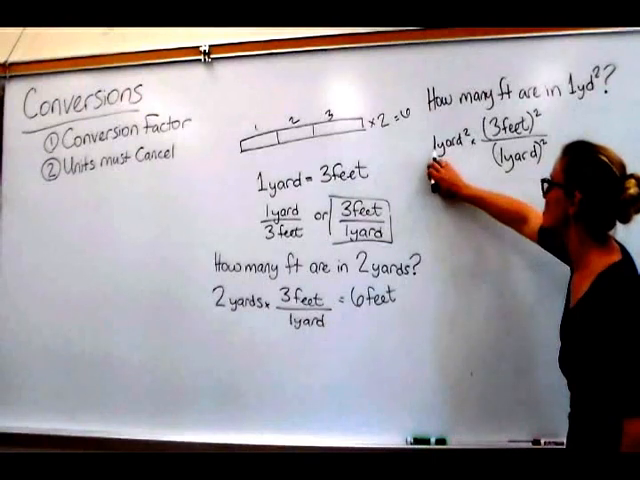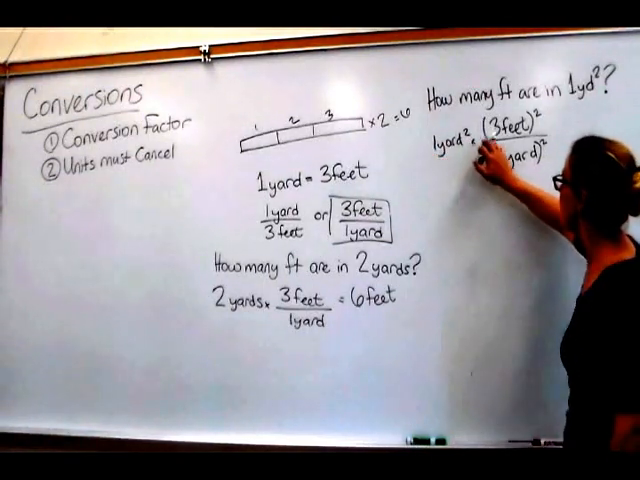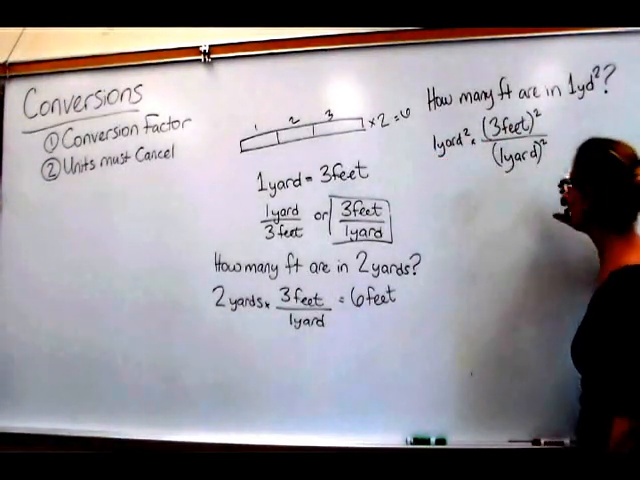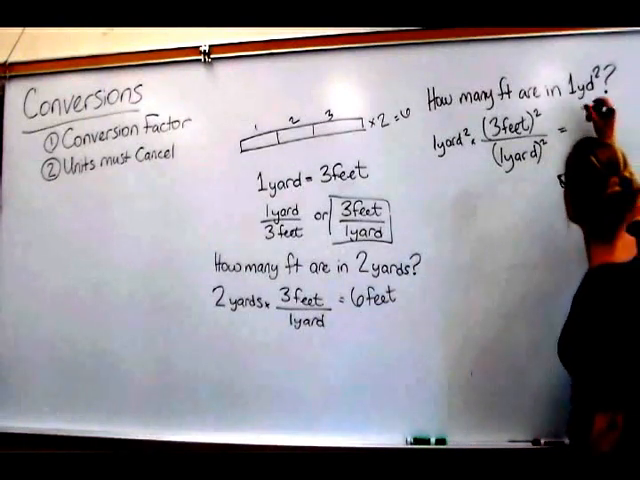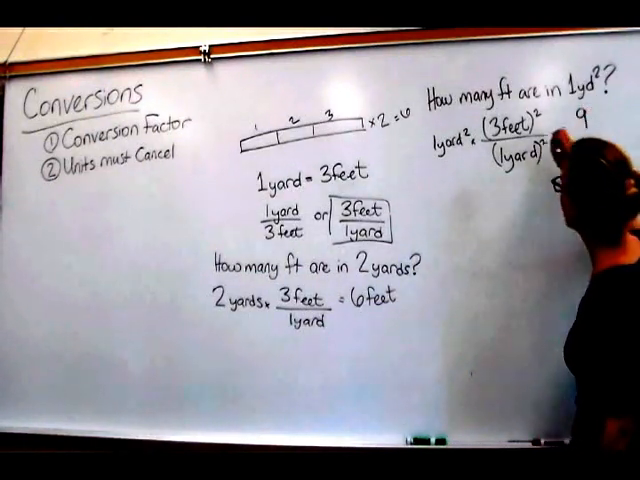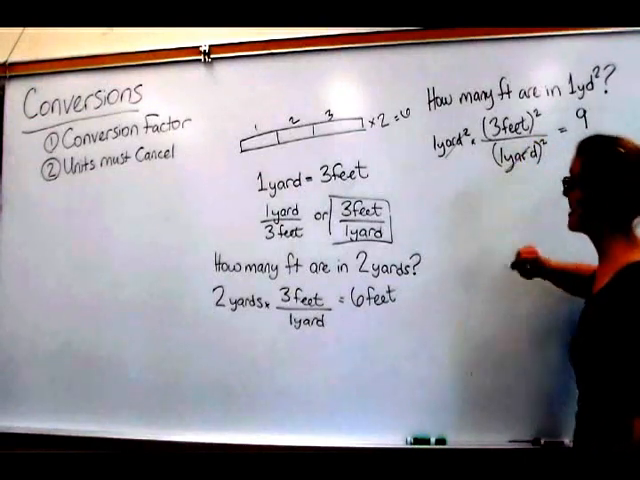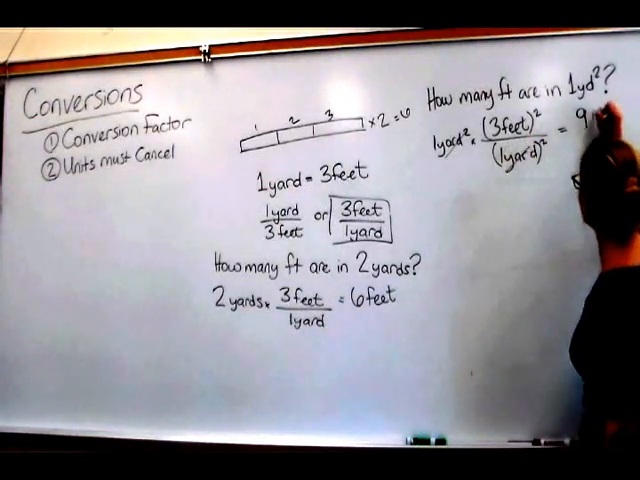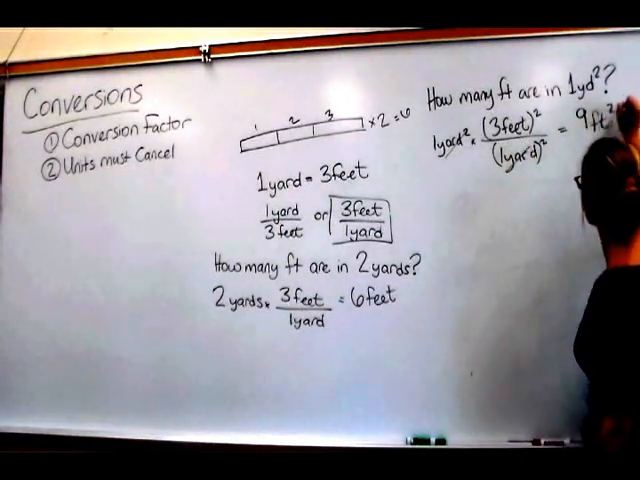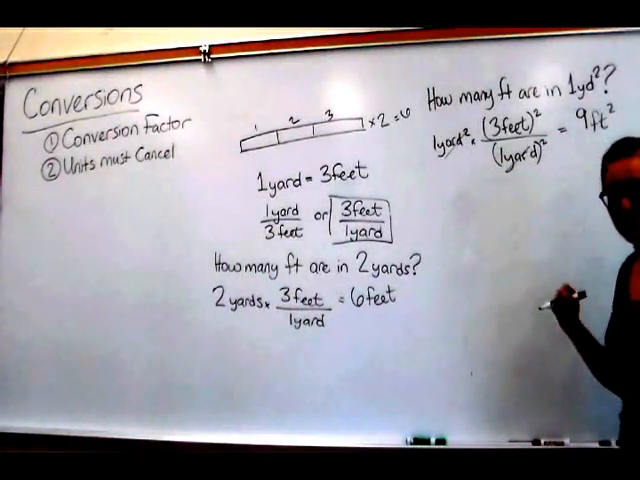So what we'll do is multiply now 1 times 3 squared, which is 9. The yard squareds cancel, and then we're left with our answer in feet squared.